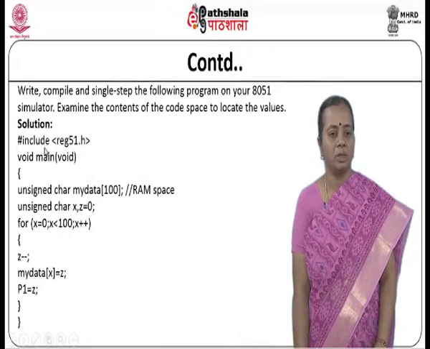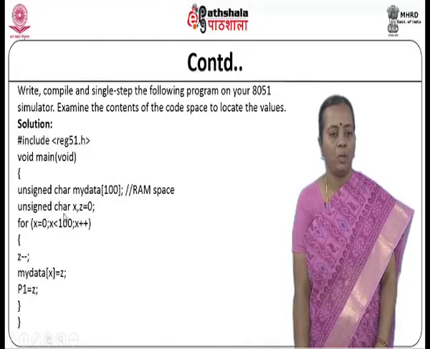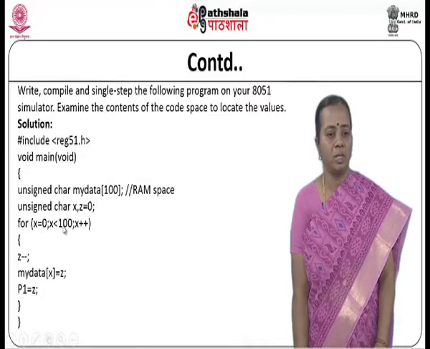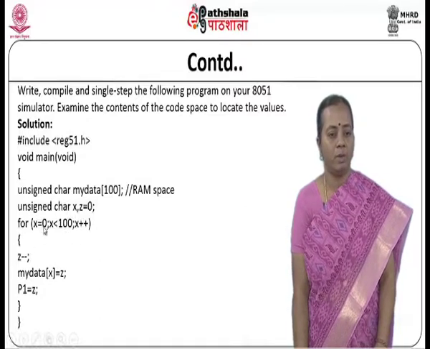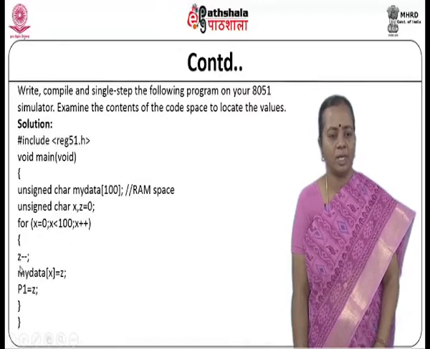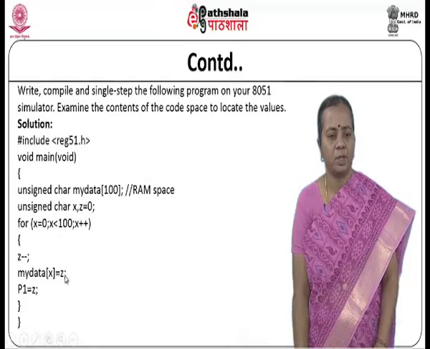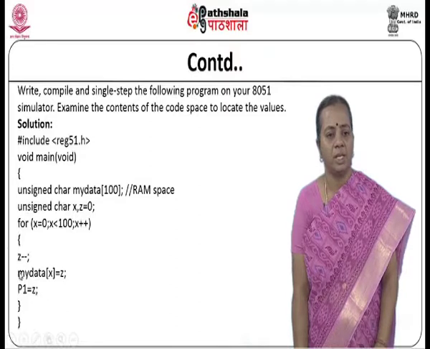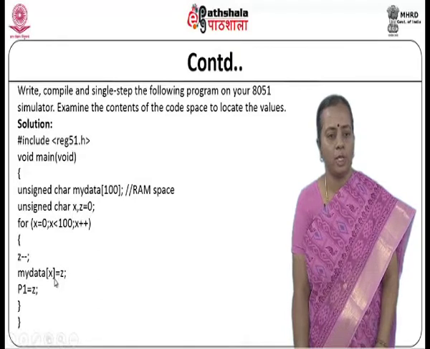You just see that this includes reg51.h and main void, where I have declared data as a character array with 100 values, so RAM space is allocated for that, and a character z which is equal to 0. Now, x ranges from 0 to 100, that means I am creating a loop from 0 to 100 incremented by one every time. First z is equal to 0, and then data of x is equal to z, and P1 is equal to z. So, each and every time within the loop the z value is generated and stored in my data.